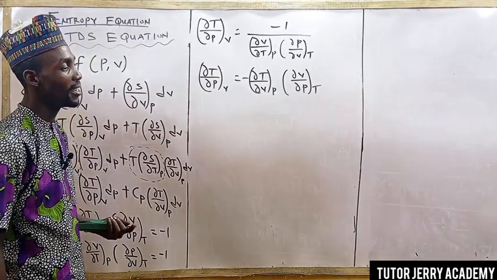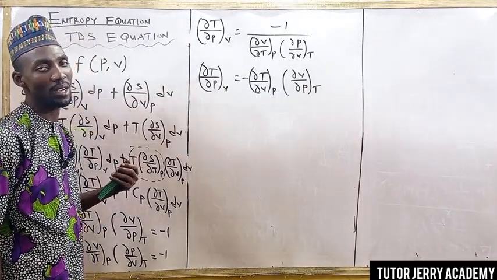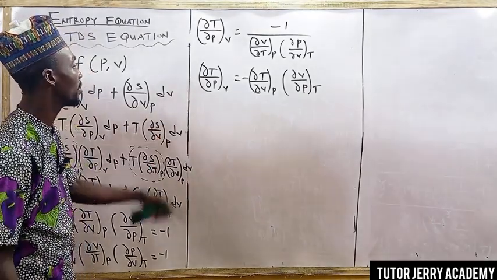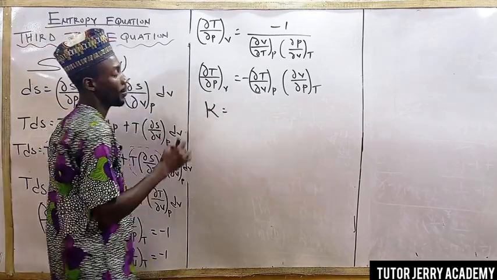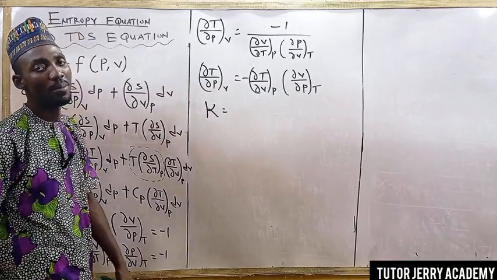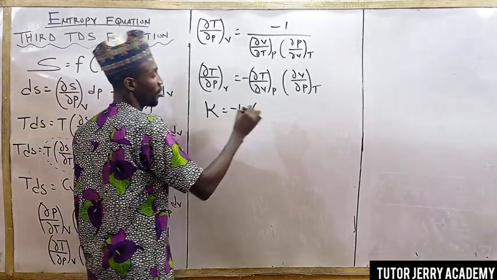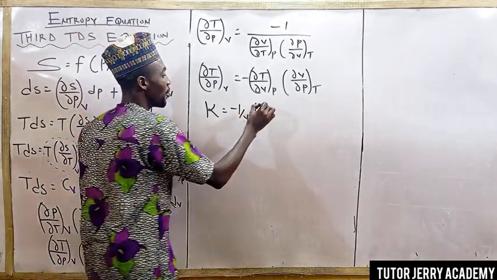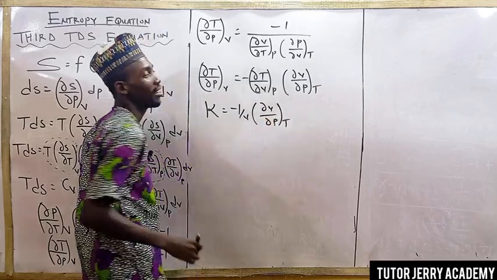We know from our compressibility, our cubic equation and our compressibility equation. We know our K, our compressibility factor, is nothing but minus 1 over V into the partial derivative of V all over the partial derivative of P, keeping T constant.